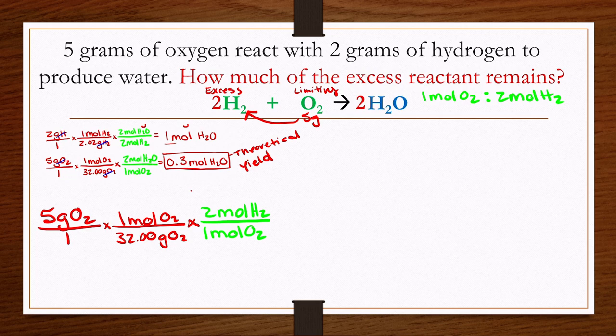And this time, because I know that I started with 2 grams of hydrogen, I'm going to have to convert this all the way to grams because I'm calculating how much hydrogen was required to completely react with this 5 grams of oxygen. So once I know how much of the hydrogen reacted, then I can subtract that from what I started with, and that'll tell me how much I have left over. And so I want to make sure that I go all the way to grams here. So I'm going to multiply this by 2.02, the molar mass for hydrogen.